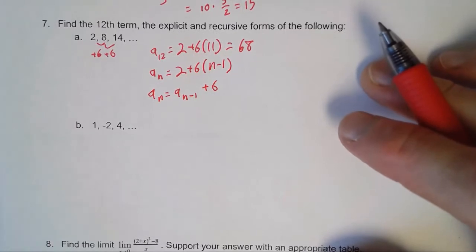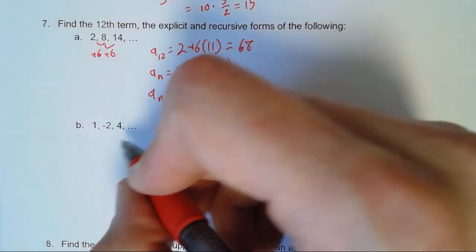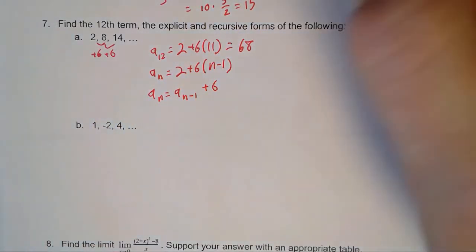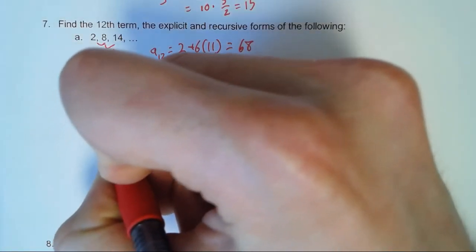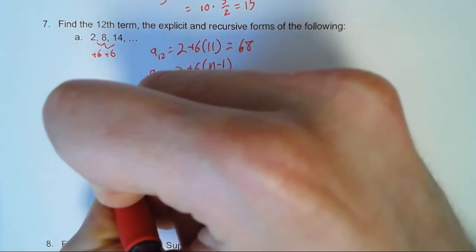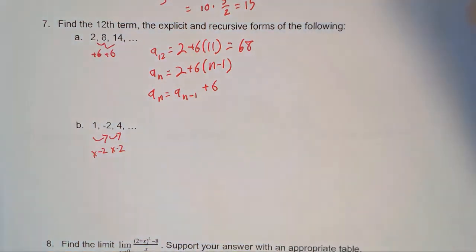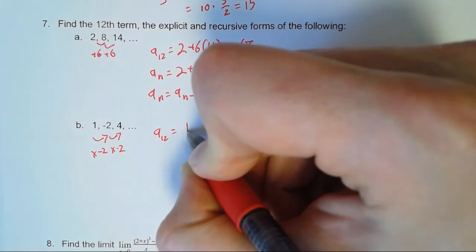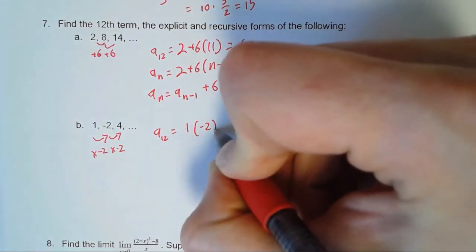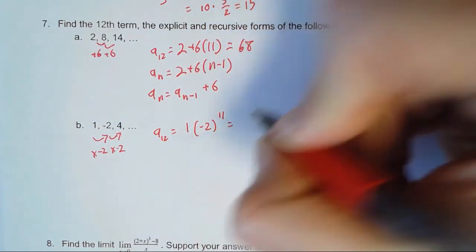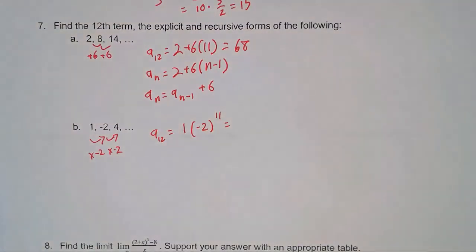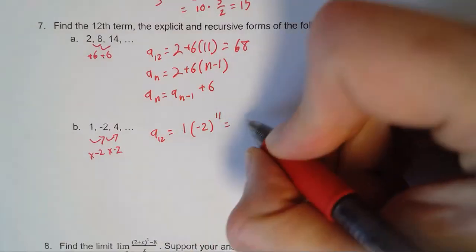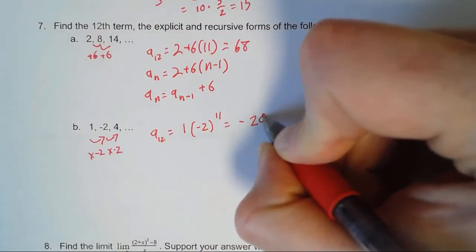We're adding 6 each time. All right. Now for part B, we're not adding the same number. It's not arithmetic. What we're doing is we're multiplying. We're multiplying by negative 2. And so to find the 12th term here, we're going to start with 1 and multiply by negative 2 11 times. And so when we take negative 2 and raise it to the 11th power, the thing to remember is that it's going to be negative 2048.